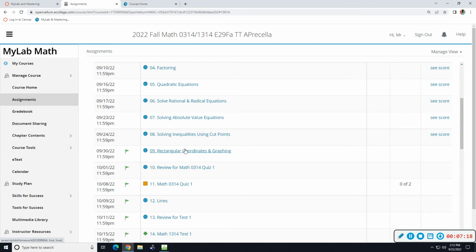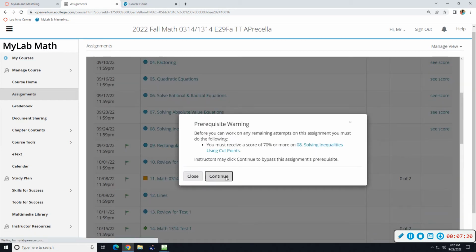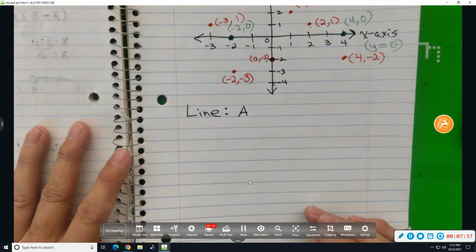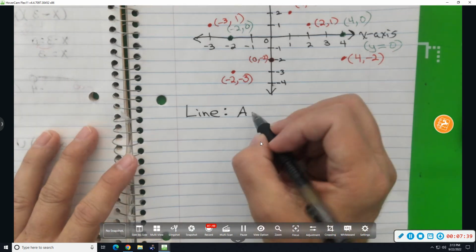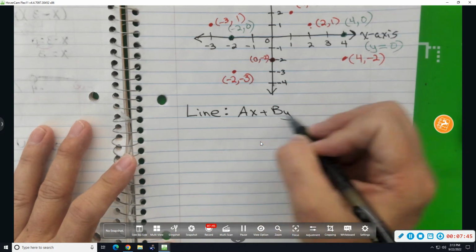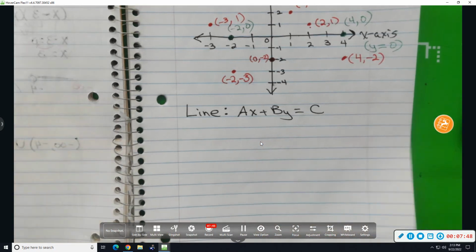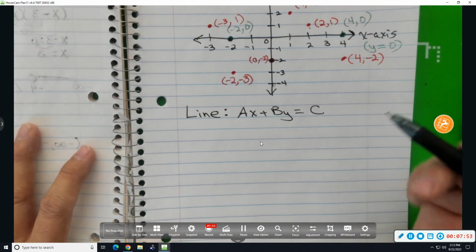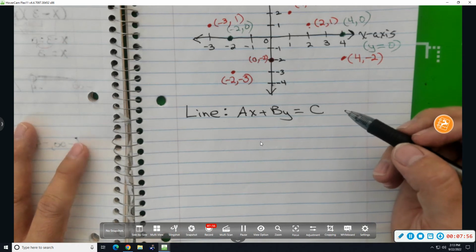So the first one we're going to be graphing will be a line. The equation of a line doesn't have any exponents. If it's a line, you should be able to write the equation in the form ax plus by is equal to some constant c. You might not want to write it like that. It might be written in another form, but there should be no exponents on the x and y.